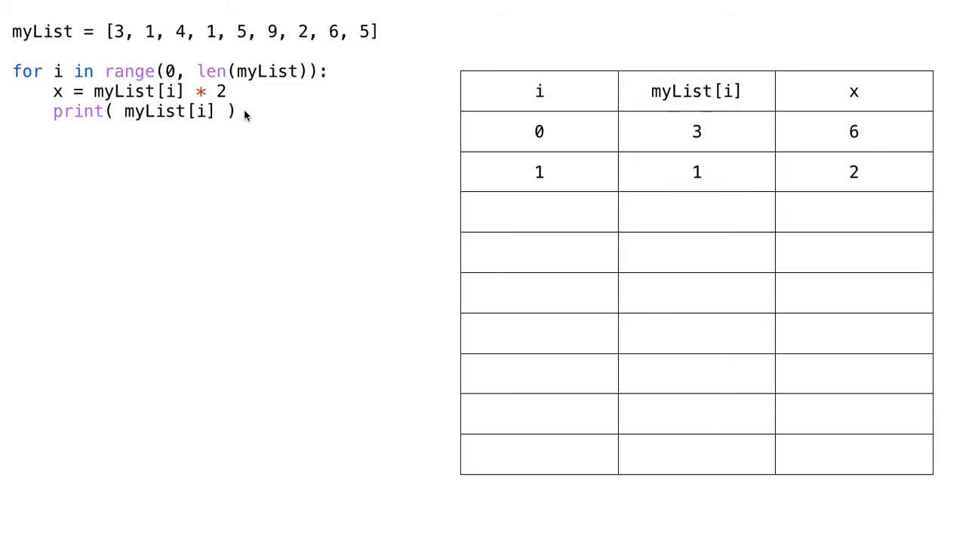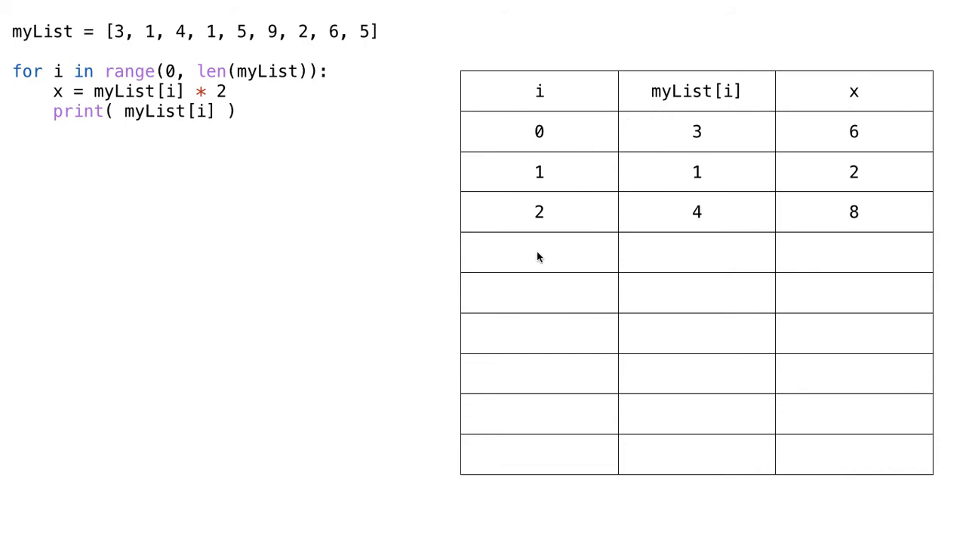So now we'll have a chance to hopefully check your results or check your attempt, and hopefully it looks something like this. So the next cycle through the loop, i is going to be 2. myList[2] is going to be this 4. And then 4 times 2 is going to give us a value of 8 for x.